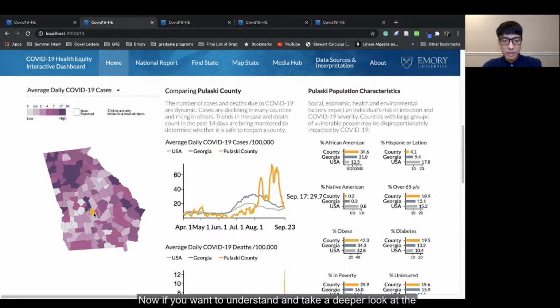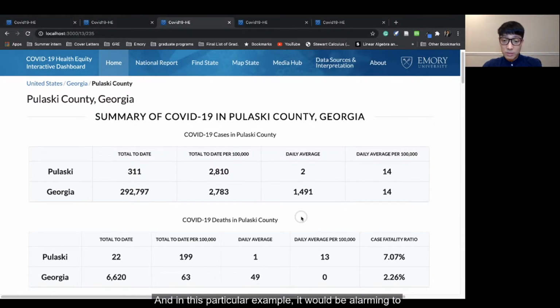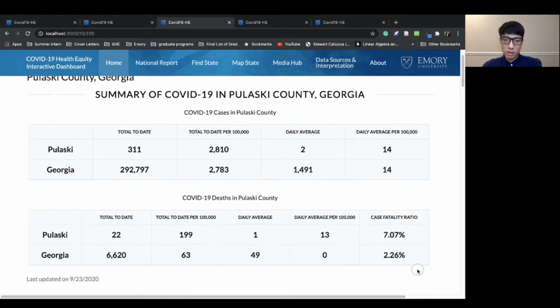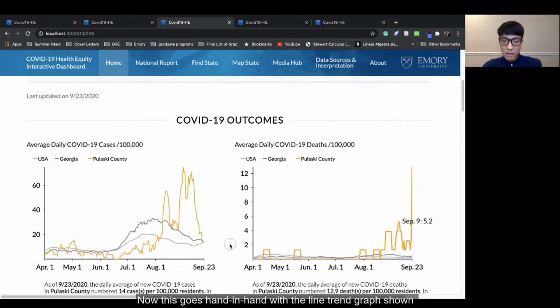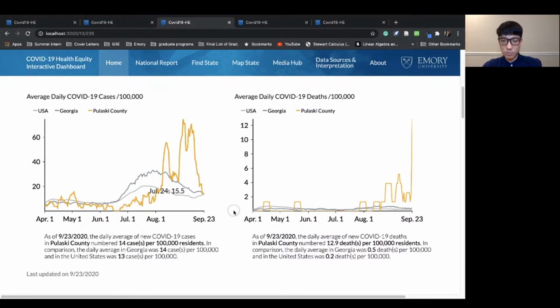Now, if you want to take a deeper look at the particular county, all you have to do is click into Pulaski County. And it'll take you to a detailed county report, where again, you'll be presented right up front the most important and relevant metrics. And in this particular example, it would be alarming to see that Pulaski County has a case fatality ratio that's almost 5% higher than the rest of Georgia. Now, this goes hand in hand with the line trend graph shown here, where you can again benchmark county trend to the state and nation.